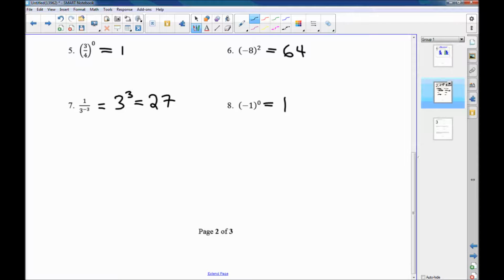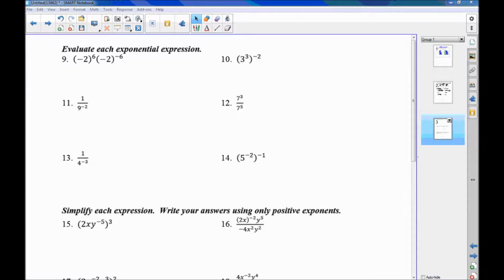All right, so just remember, if it's a 0 exponent, it's going to be 1. Or if it's a negative exponent, then we change the place of the base in the fraction and change the exponent to positive and then work it out normally. Okay, on our last page, we just have some practice with all the rules from the last 2 sections, plus the new rules about negative and 0 exponents.